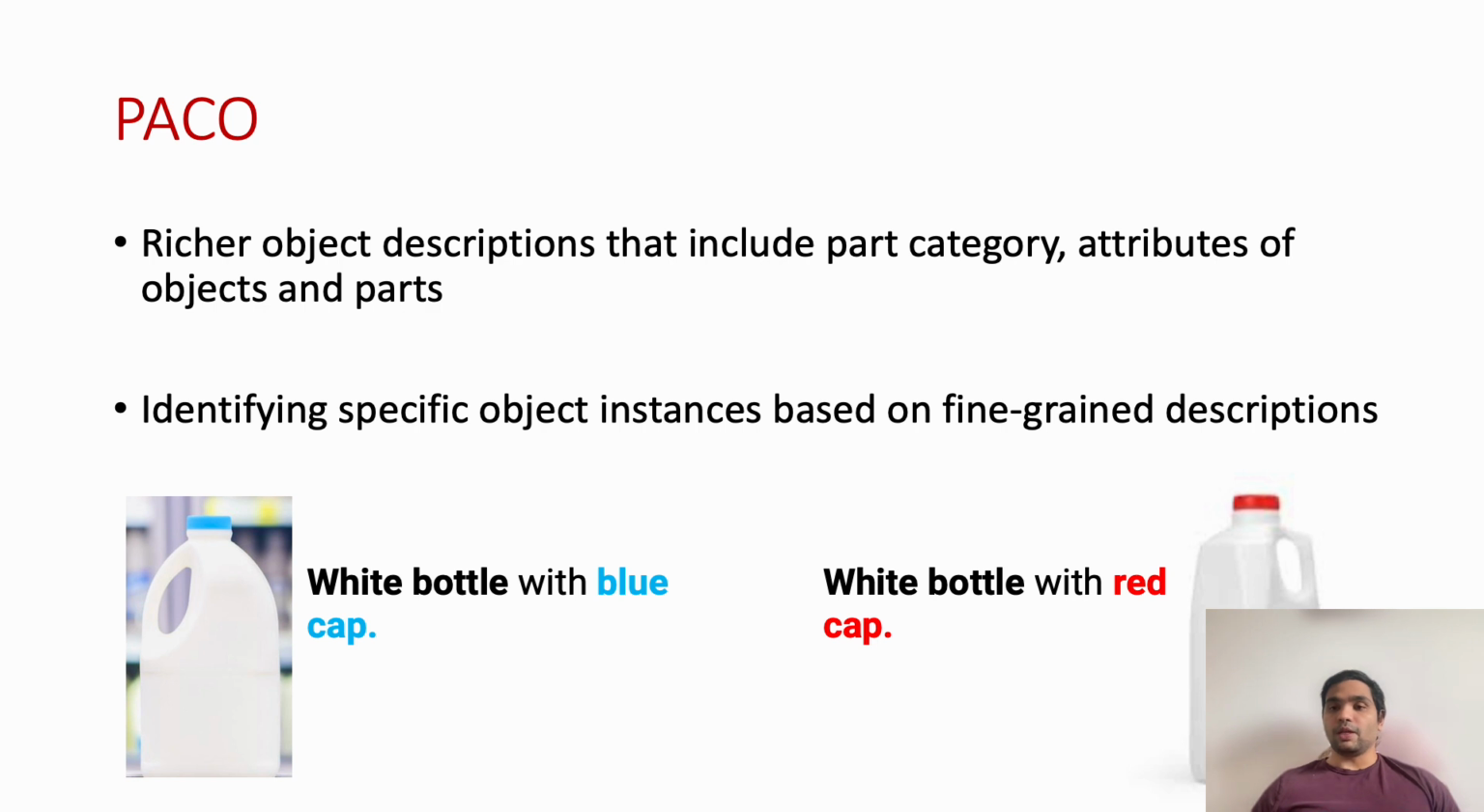PACO is motivated by the need to have richer descriptions for object instances. It enables separating out one instance from another based on fine-grained descriptions like the example shown here. A white bottle with a blue cap from a white bottle with a red cap.